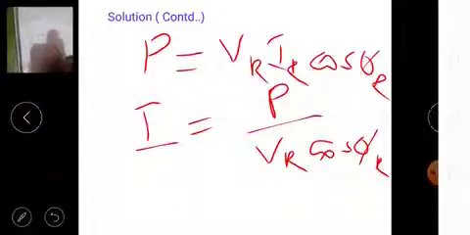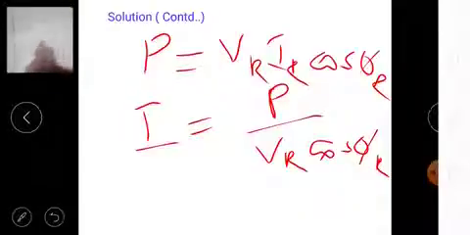So VR square minus 19052 VR plus 11358000 equal to 0. So applying the roots formula, minus b plus or minus square root of b square minus 4ac by 2a, we get the value of VR, that is VR is equal to 18,435 volts, right?